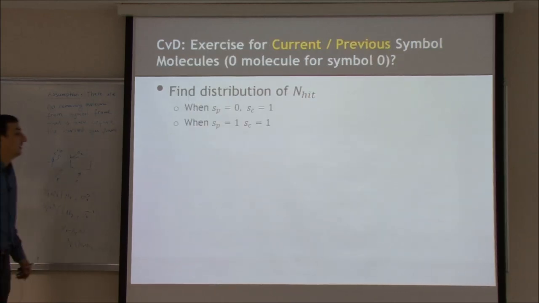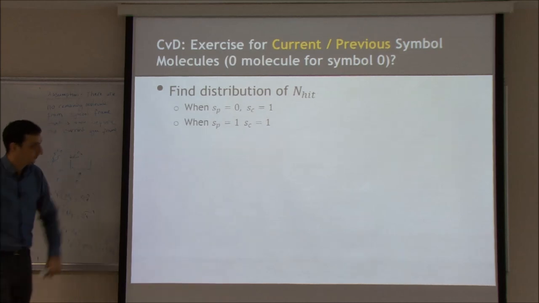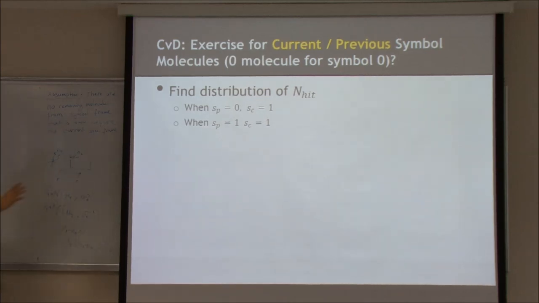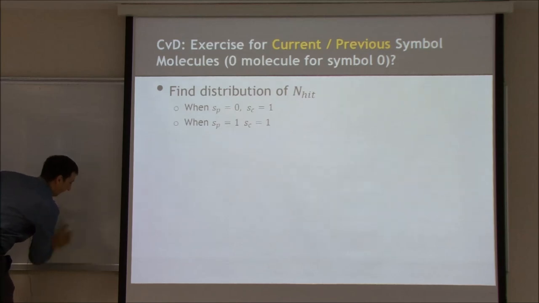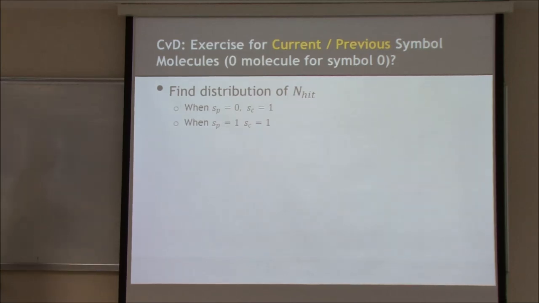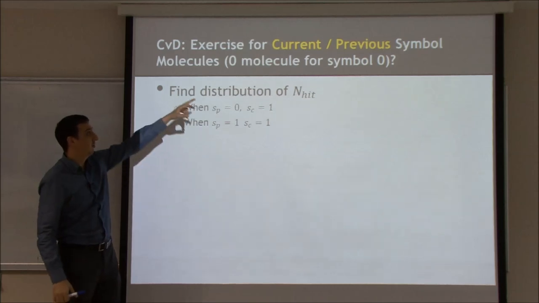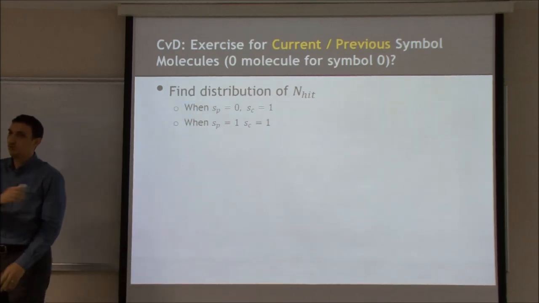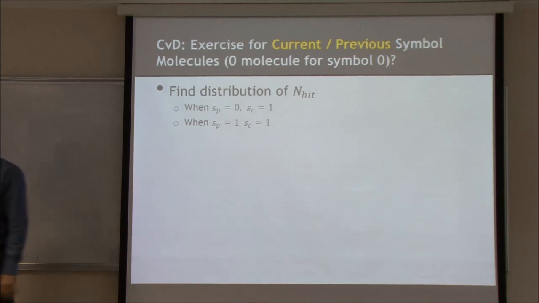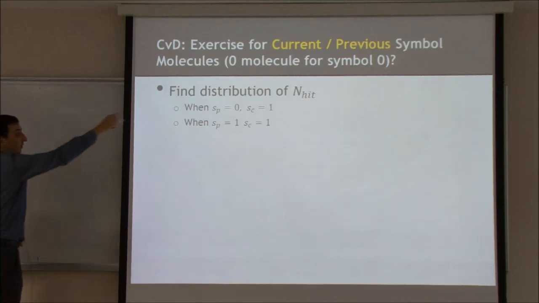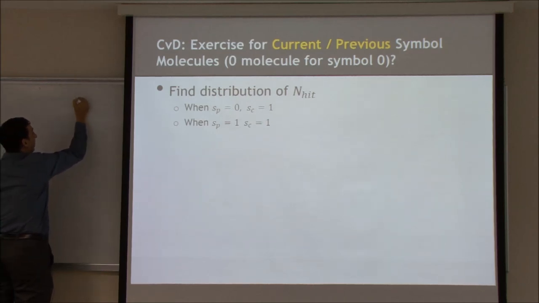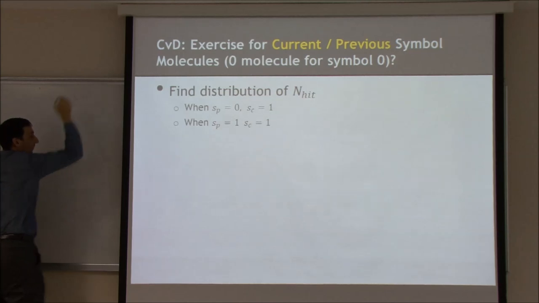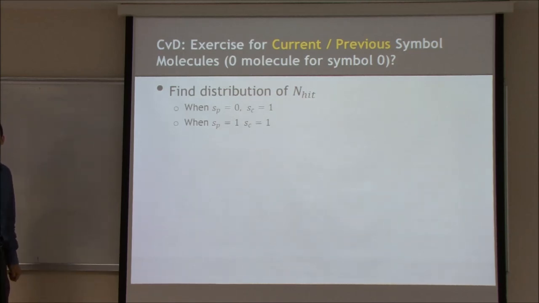So, let's think about this case. When the previous symbol is zero, how many molecules are released? Zero molecules for symbol zero, N molecules for sending one. So what will I do for this case? If SP is zero, the current symbol is one.